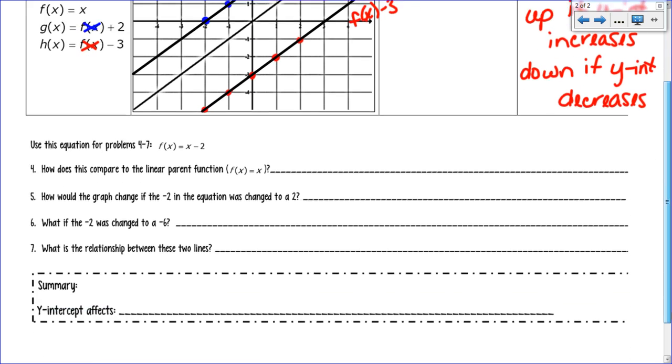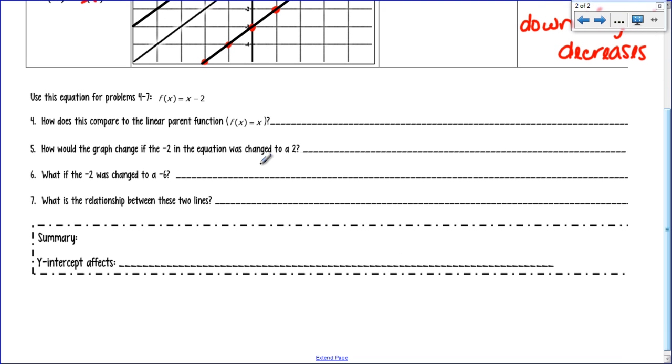So let's summarize really quick so that we have our nice pretty summary. So we're going to first use what we know to deal with this. So my equation is f of x equals x minus 2. We want to know how this compares to the linear function, the parent function, f of x equals x. Well, if f of x equals x and then I change it to x minus 2, then it gets translated down because of the minus 2. And it gets translated down by 2 units because I went from plus 0 to minus 2.